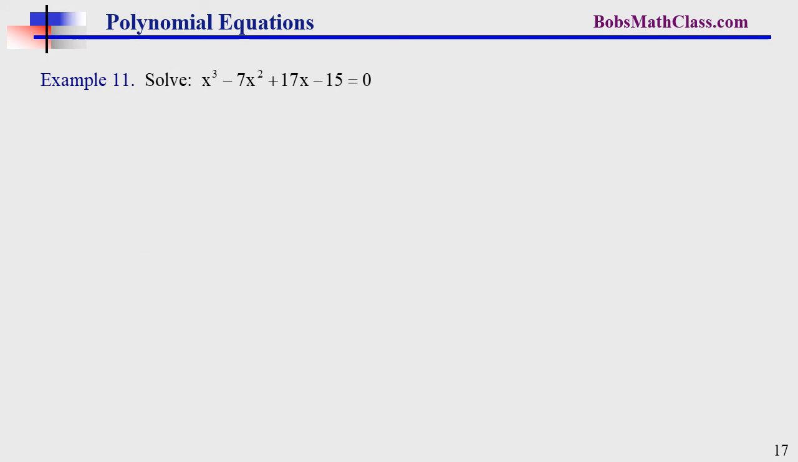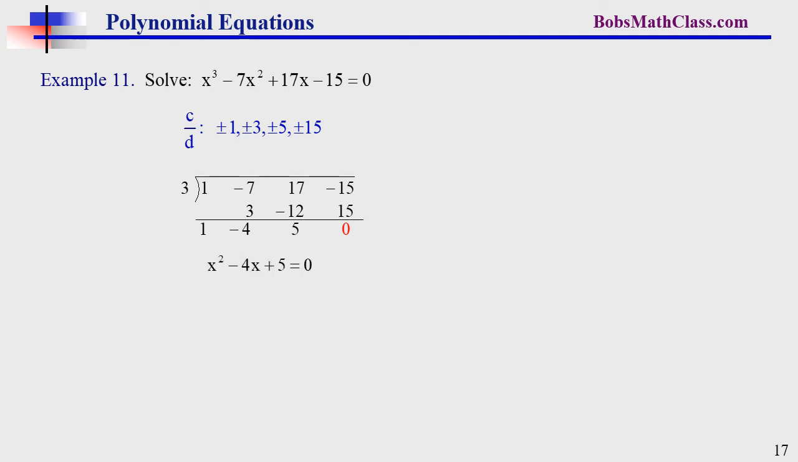Okay, so we're going to list our C over D, which is 1, 3, 5, and 15. And from Descartes' rule, we know not to waste any time with negative numbers. So we would probably start with 1, and you'll find that 1 doesn't work. So then we move on to positive 3, and that one does work. Okay, so that's x squared minus 4x plus 5. Does that factor? Let's see, 5 is 5 and 1, but they both have to be positive or both negative, and that's not going to give us a negative 4, so it does not factor.